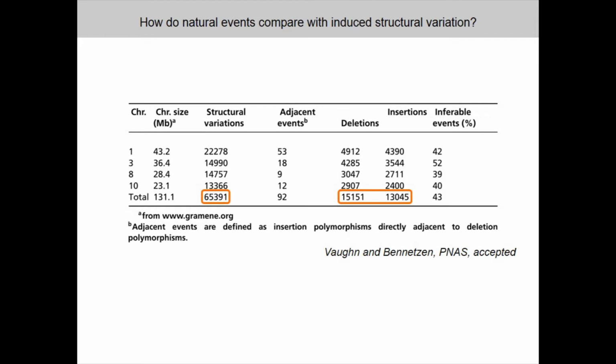And I'd like to emphasize here that these structural variations are events that are shared between multiple cultivated lines. So individual lines will have their own events too, and that probably accounts for another large fraction of these structural variations. So again, this number is going to increase as our resolution increases.